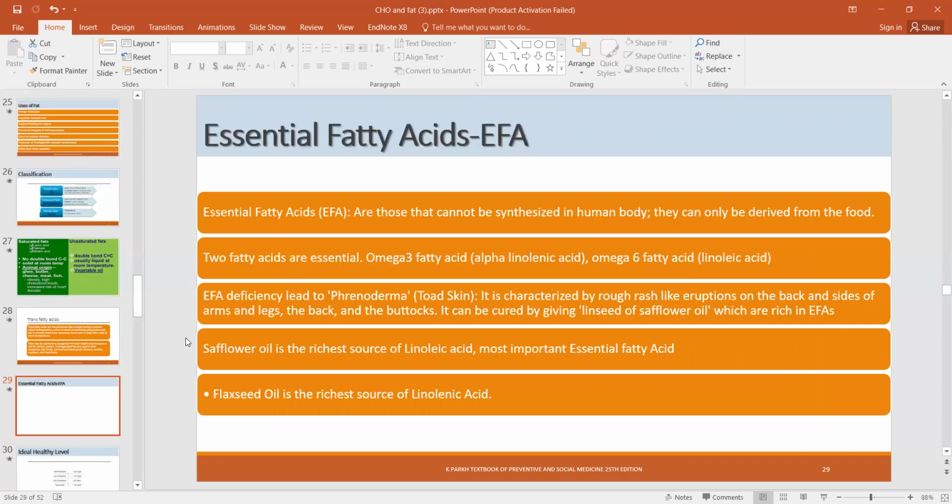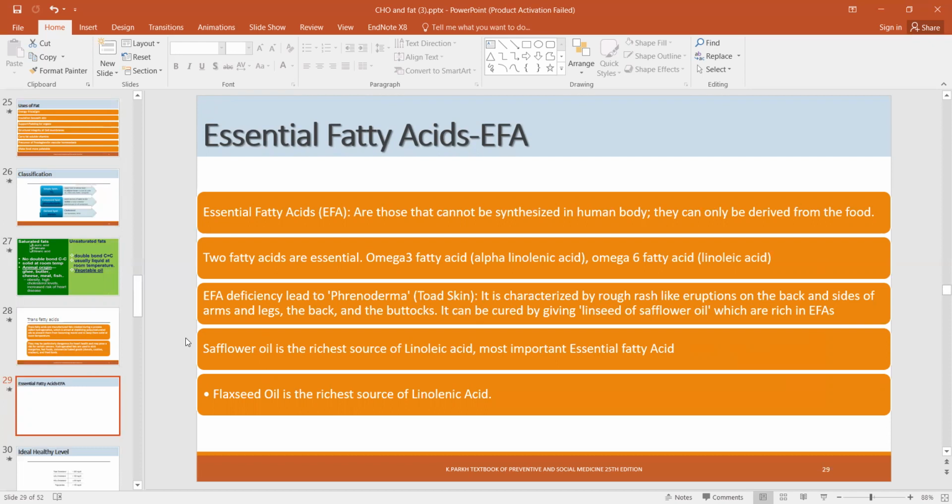What is an essential fatty acid? Essential fatty acids are those that cannot be synthesized in the human body. They can only be derived from food. Two fatty acids are essential. Omega-3 fatty acid, which is known as alpha-linolenic acid. Omega-6 fatty acid, which is called linoleic acid.